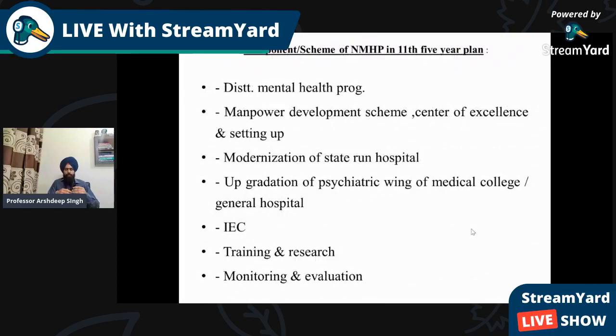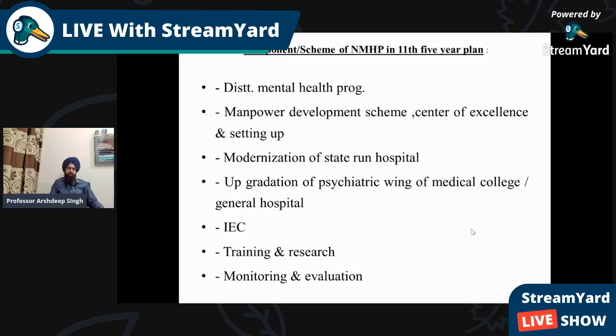Next are the components and the schemes of the National Mental Health Program under the 11th Five-Year Plan. Under the National Mental Health Program, different types of components were implemented. That is manpower development schemes and centers of excellence. As I have already explained, related to mental health services we have a scarcity of health personnel, so that is why this point is written here.